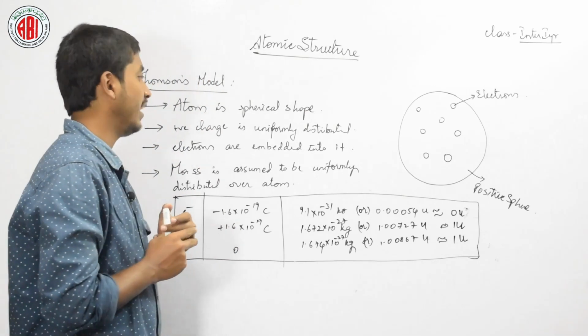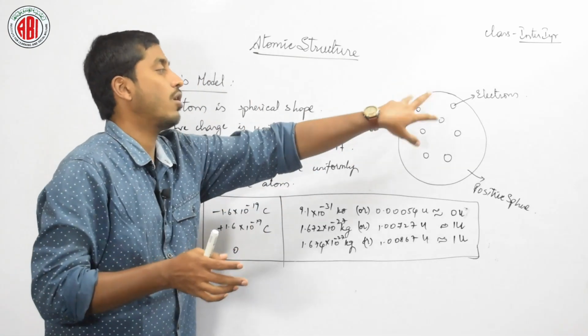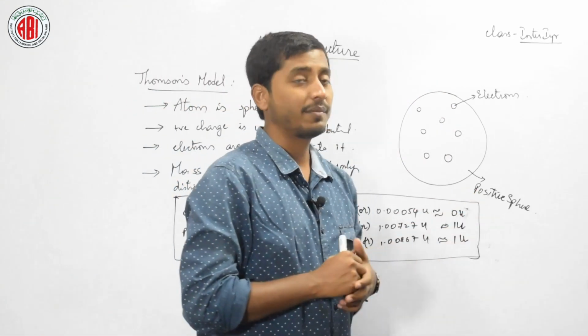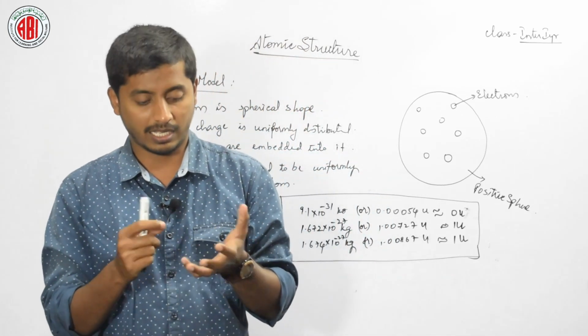And one more point, he assumes that the mass is completely uniformly distributed throughout the sphere. What is that mass? That is nothing but our positively charged particles. What are his conclusions?